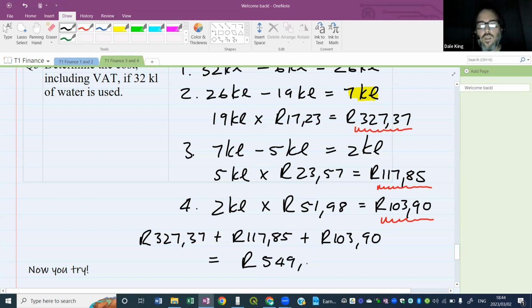549 Rand and 12 cents. So that is the final charge that you should see on your water bill. 549.18. Sambula, I think we've got some decibels. Either me or you's got some decibels there. So it's 103.97. It's 103.96, not 103.90.